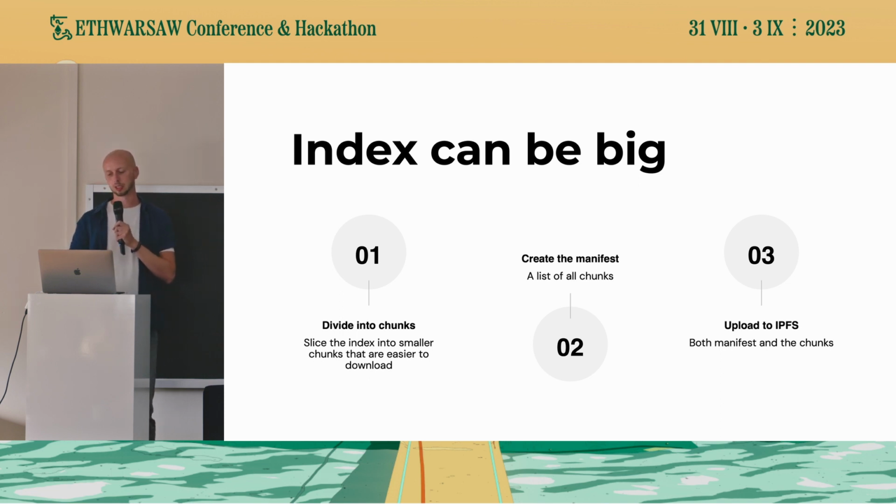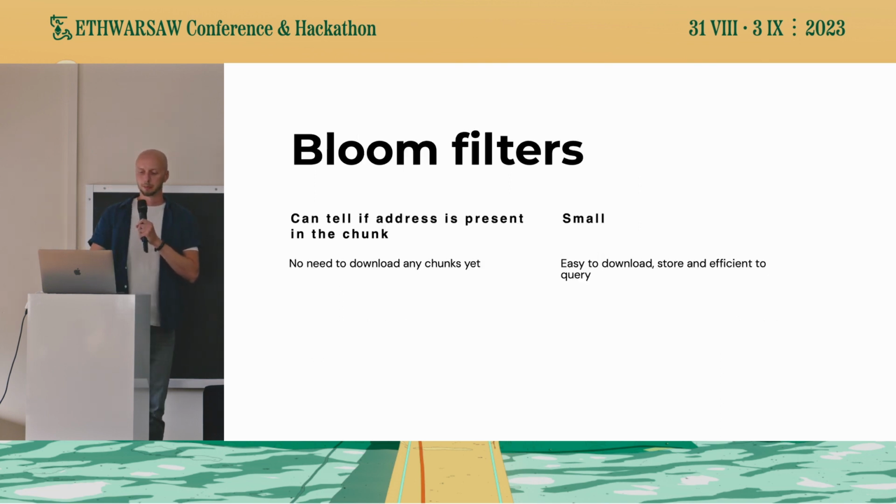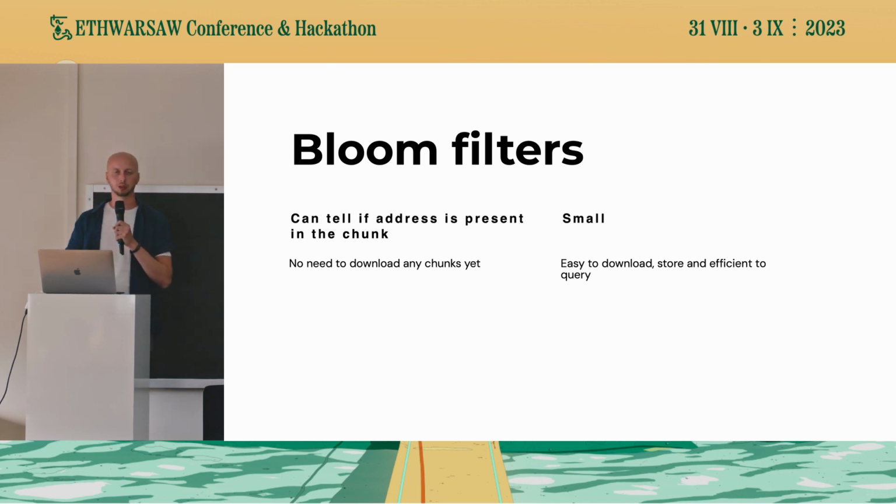So we create an additional file called the manifest, which is simply a list of all index chunks deployed to IPFS. But users would still have to download all the chunks to check which chunk holds the address the user is interested in. So additionally, we create Bloom filters.